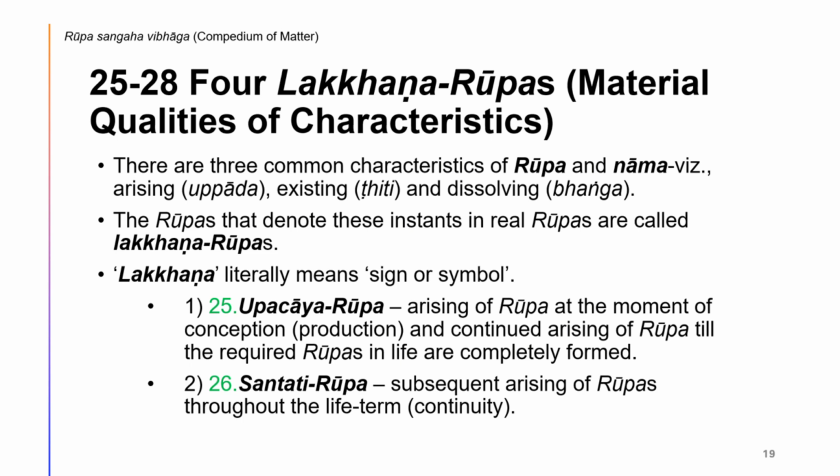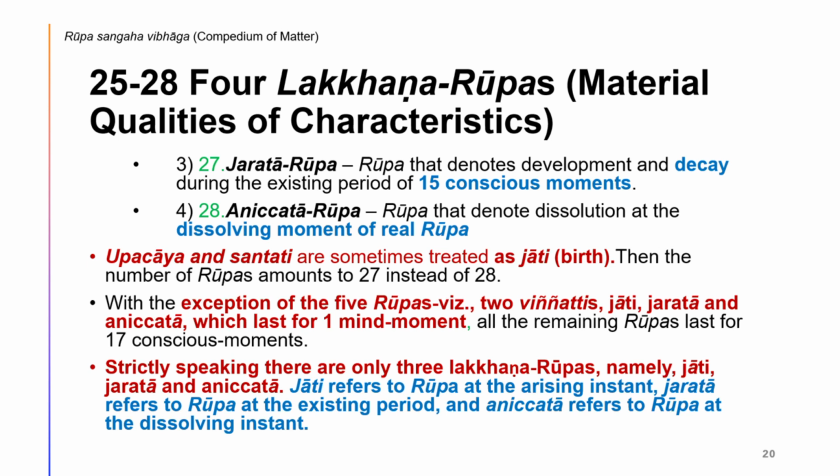When this rupa is arising in a normal person, we keep on expanding and growing up until we come to the state of adulthood, then stop growing. This is called santati rupa, keep on growing. Even when we are getting old, we still have this rupa going until we come to the breakdown state. So this is called santati rupa, continuous and keeps on going.